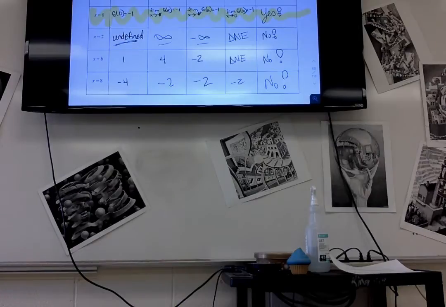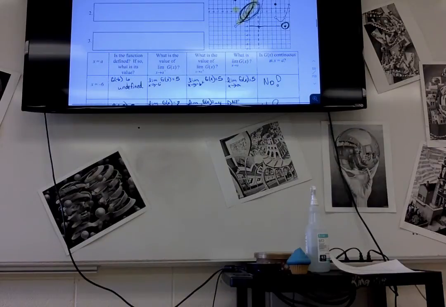So let's look at what's going on. For the first one, what has to be true? It has to have a limit. Or it has to be defined. It has to be defined. So we would say that f of a, or g of a, or whatever it is, must be defined.